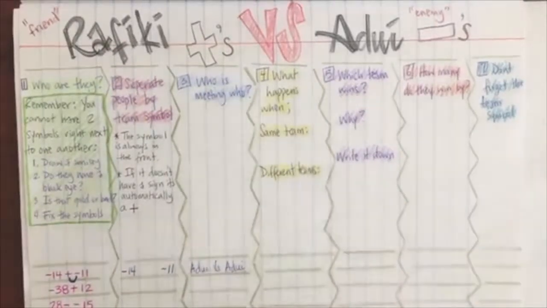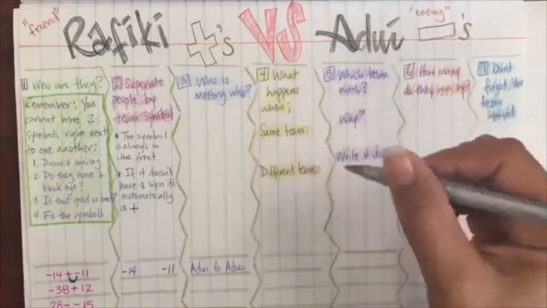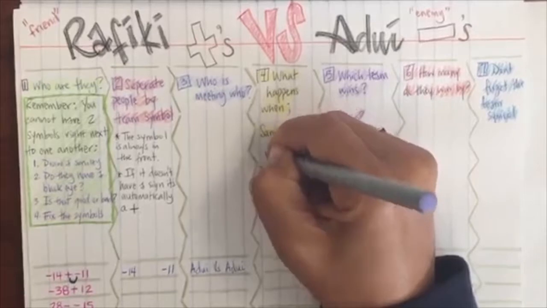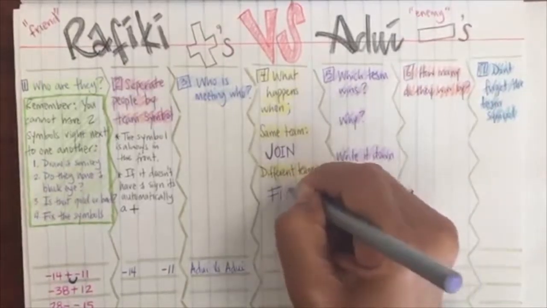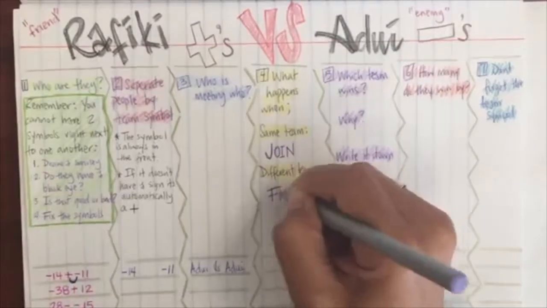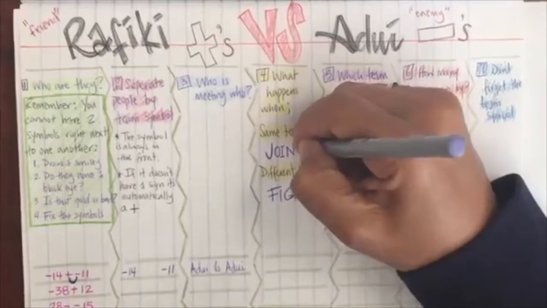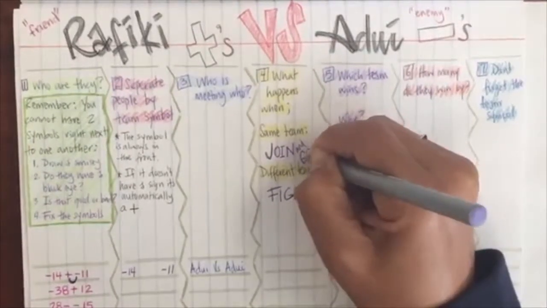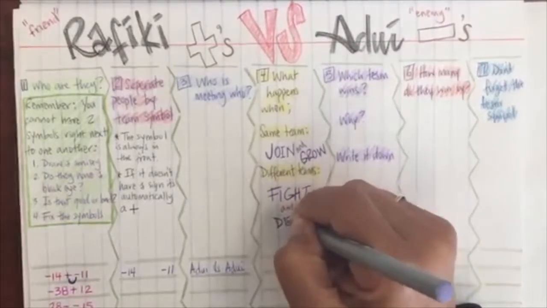What happens when the same team or different teams meet? If it's the same team, they join and grow. So you gotta think, if you meet your buddies, you're not gonna fight your buddies, you're not gonna kill them. You're gonna become more of your friends. But if it's different teams, you're gonna fight and die. Remember, it's one-on-one, everyone has equal strength. You meet people who messed you up, who messed your friends up, you're gonna fight them and die. So if you're the same team, you're joining and growing. If you're different teams, you're fighting and dying.